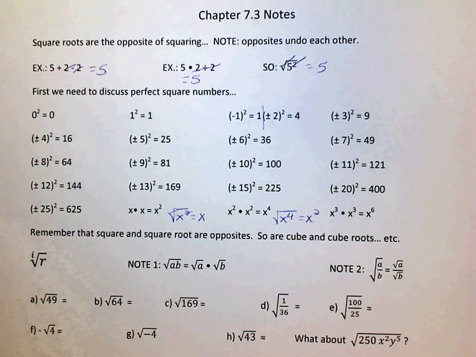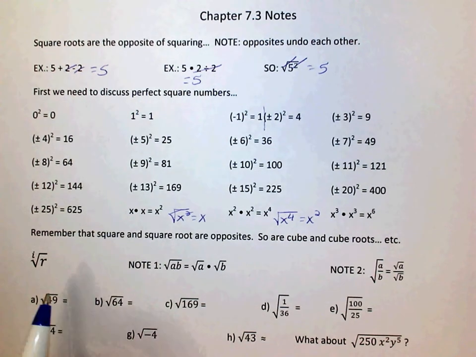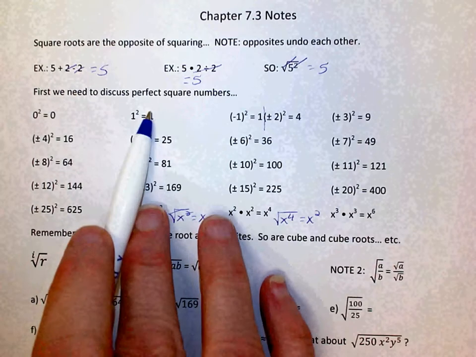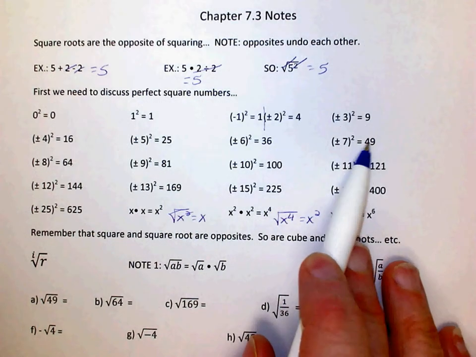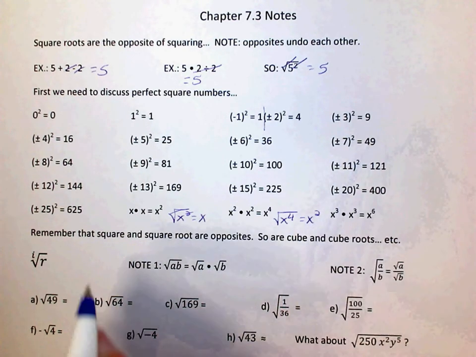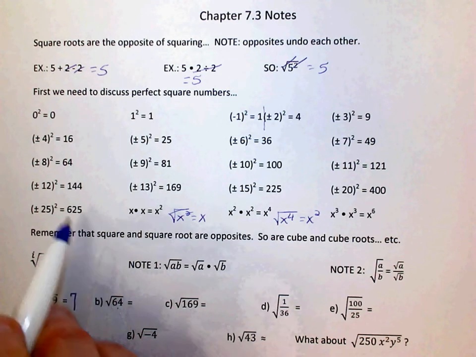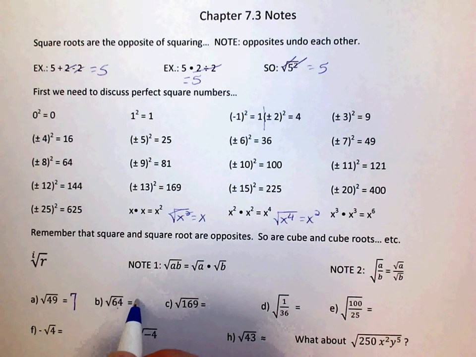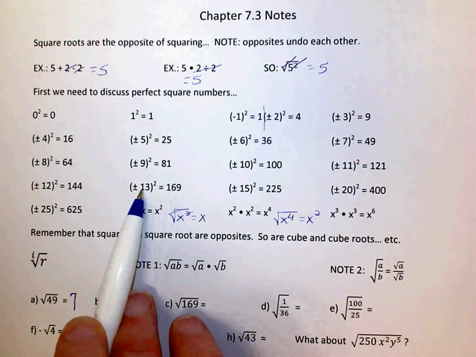So, let's get started. The square root of 49. Well, let's look in our list. Where's the perfect square 49? Aha, right here. 7 times 7 gave us 49. So the answer here is 7. What times itself twice gave us 64? Well, that would be 8. And 169, that would be 13.